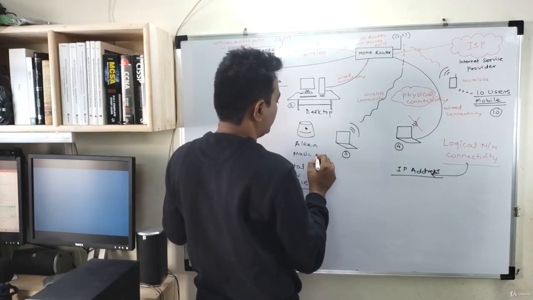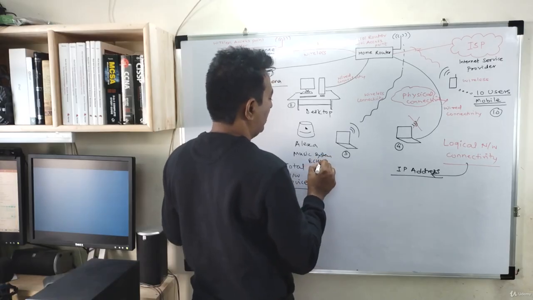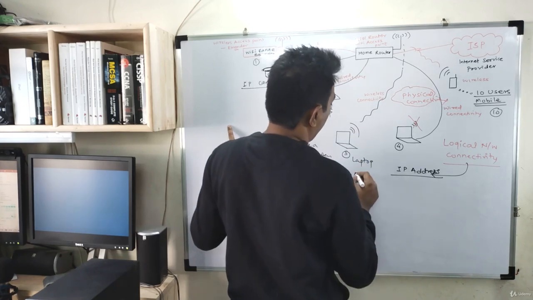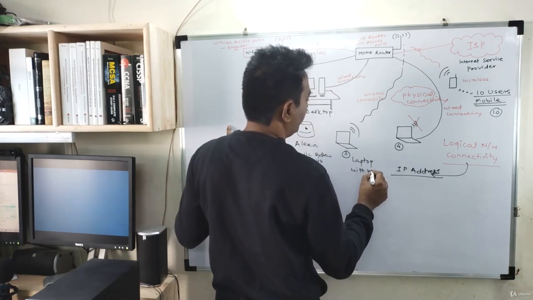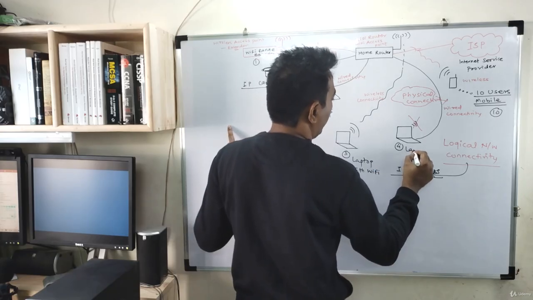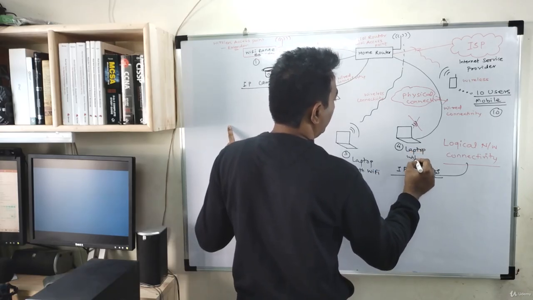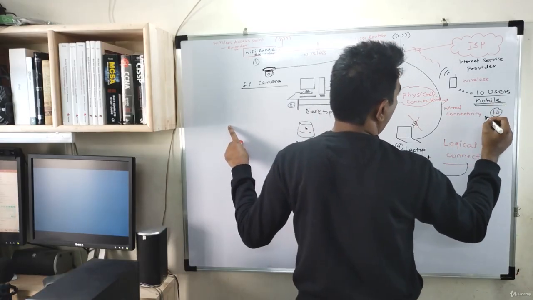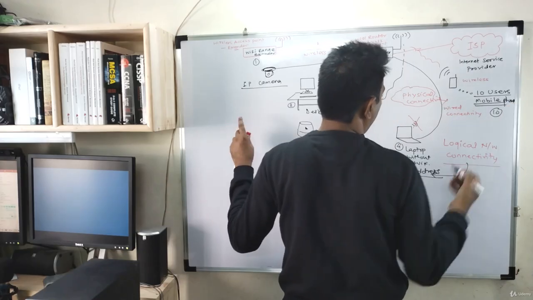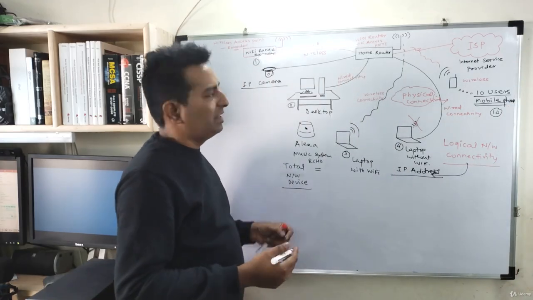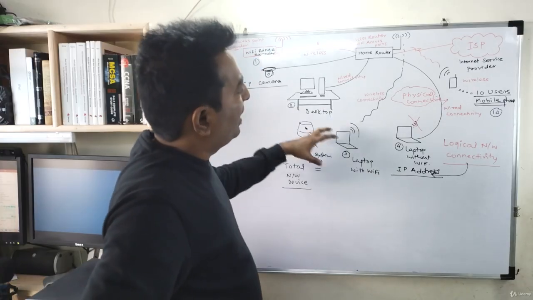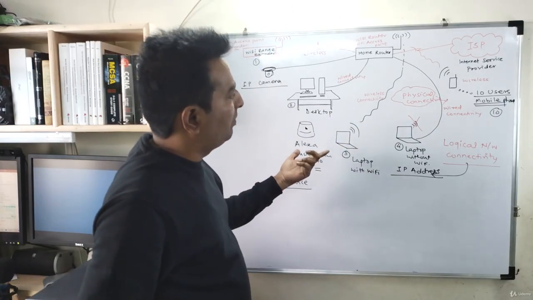I usually do not use them currently. So music system, some device like Echo, Alexa Echo, you have a laptop with Wi-Fi. This is your laptop without Wi-Fi. There could be mobile phones, right, or it could be any other device that you may have at your house.